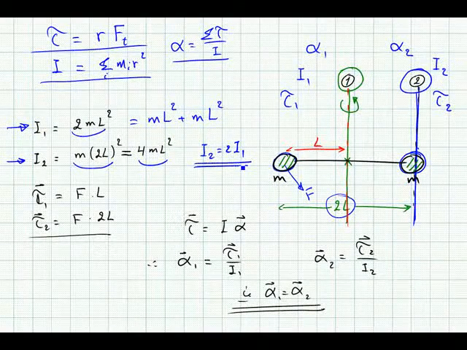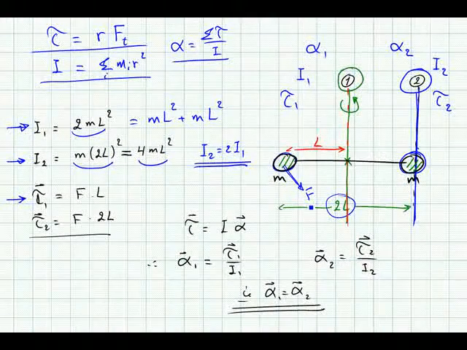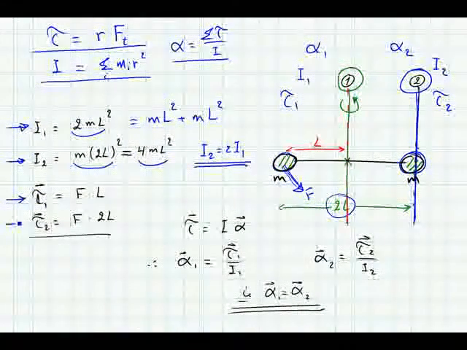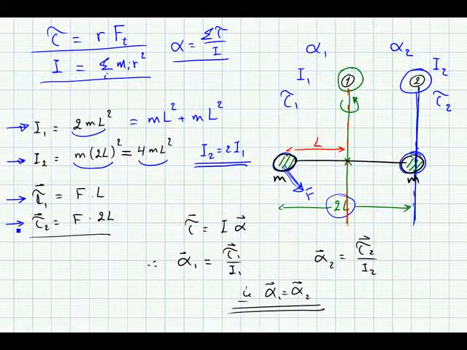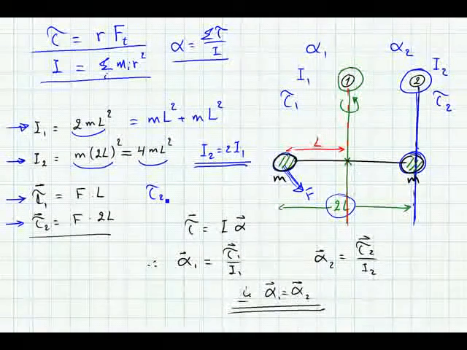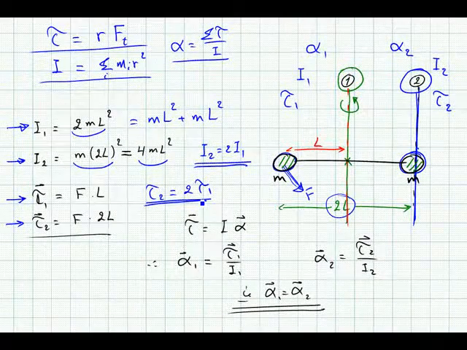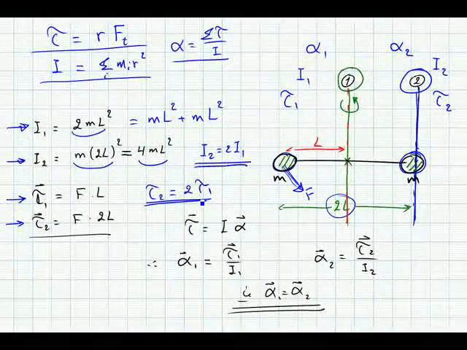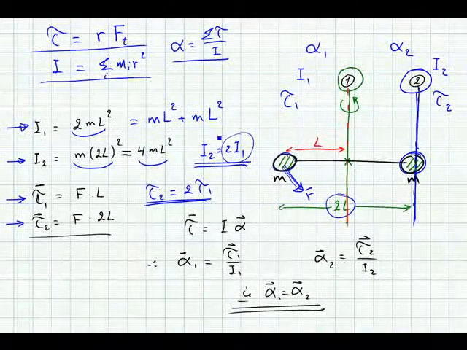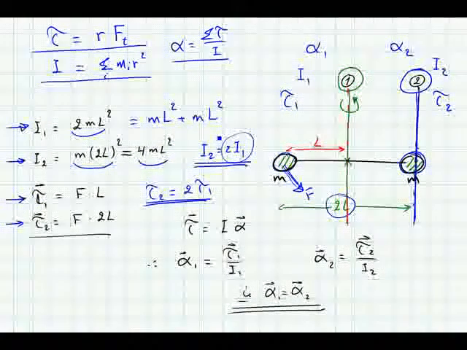Now let us consider the torques in each scenario. Torque 1 is FL, simply the tangential force, I said that F was tangential, times the moment of arm. And torque 2 is F times 2L, because our moment of arm is twice as long. So here you see that torque 2 is equal to twice torque 1. So even though in scenario 2 we have twice as much torque, one would expect that we'll have the same angular acceleration because our moment of inertia is twice as much as scenario 1's moment of inertia.